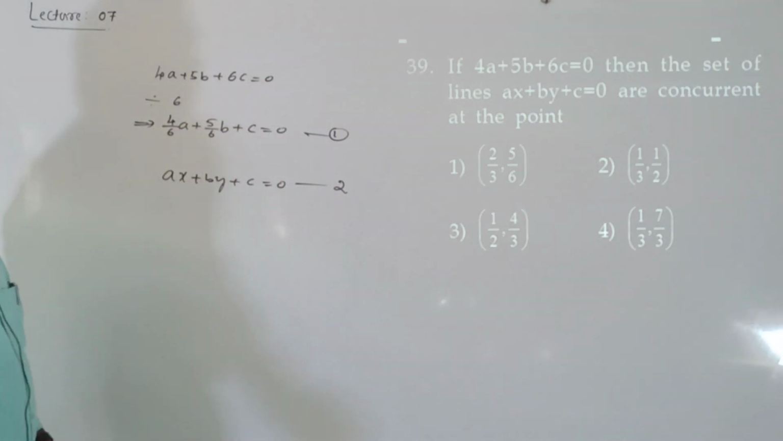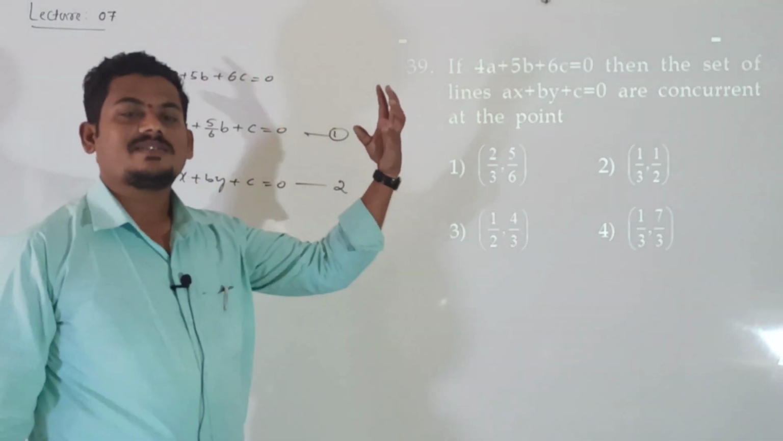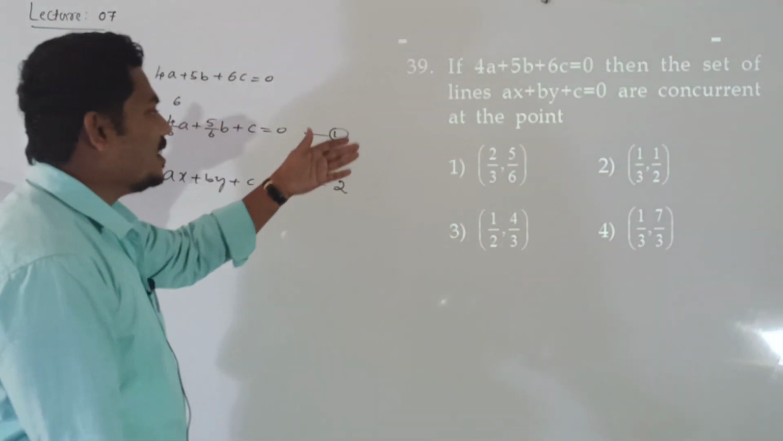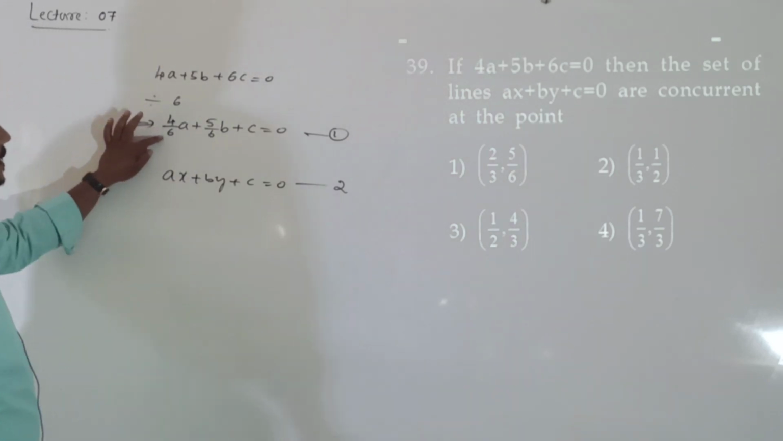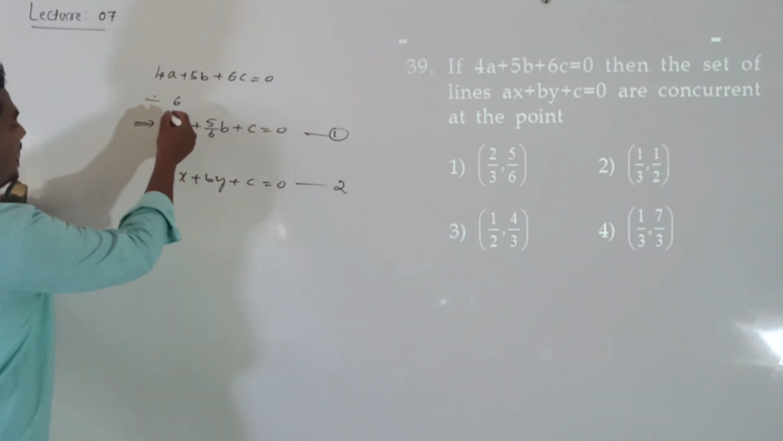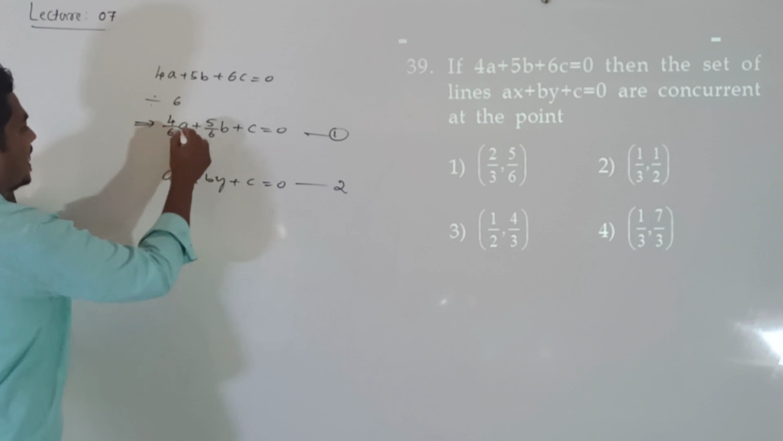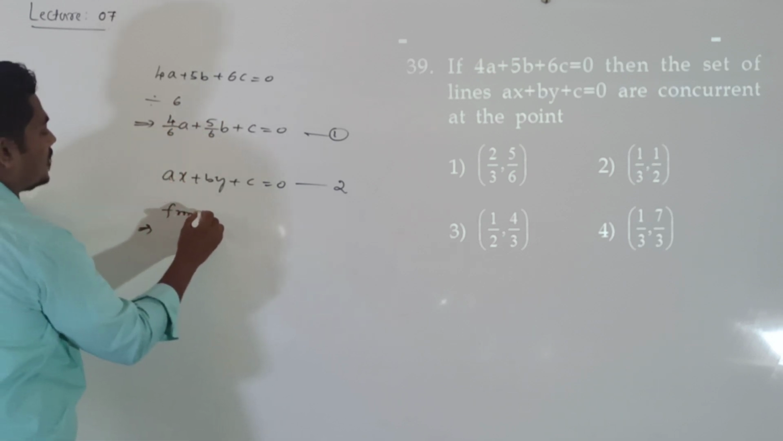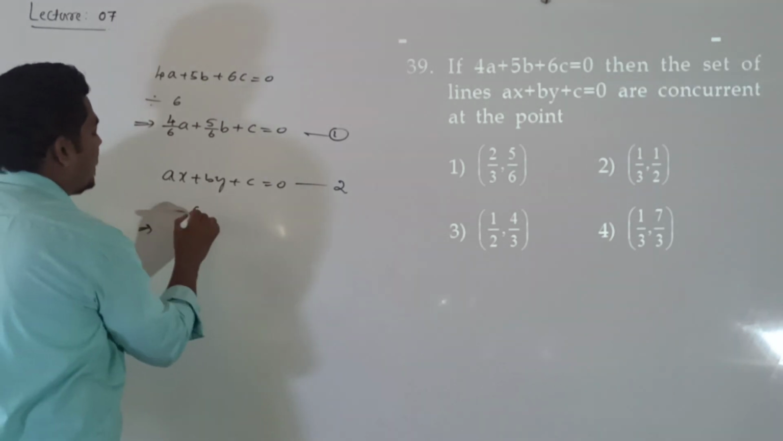Comparing these two, first write given condition in the form of ax plus by plus c equal to 0. After that, comparing corresponding terms, then what is x value? From 1 and 2. Comparing 1 and 2.